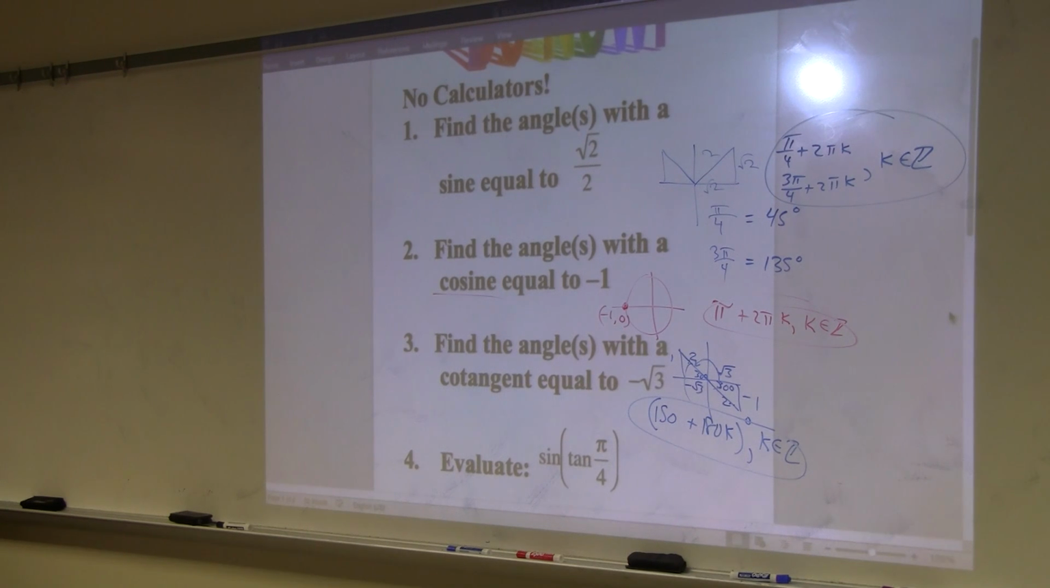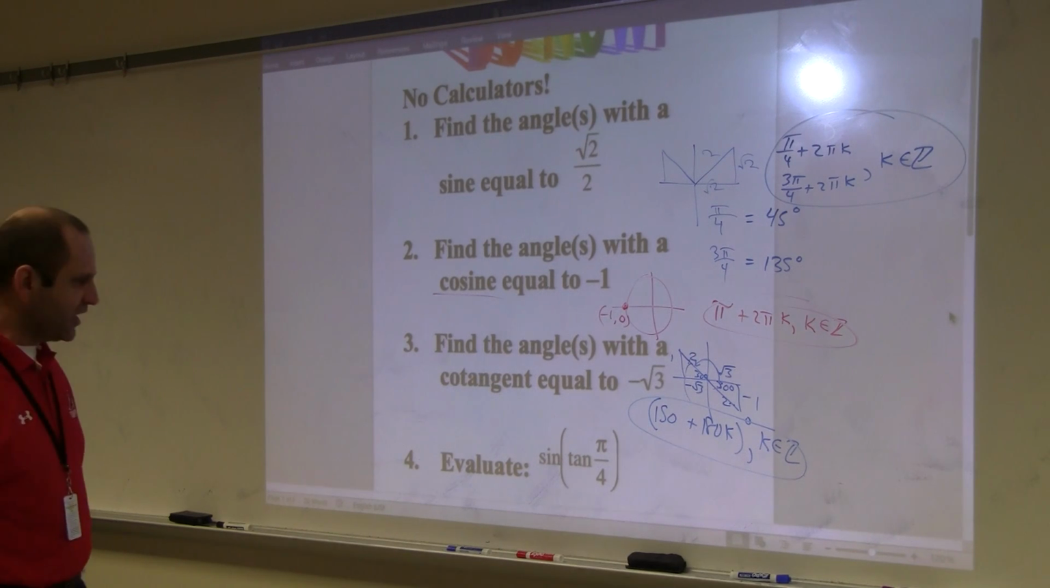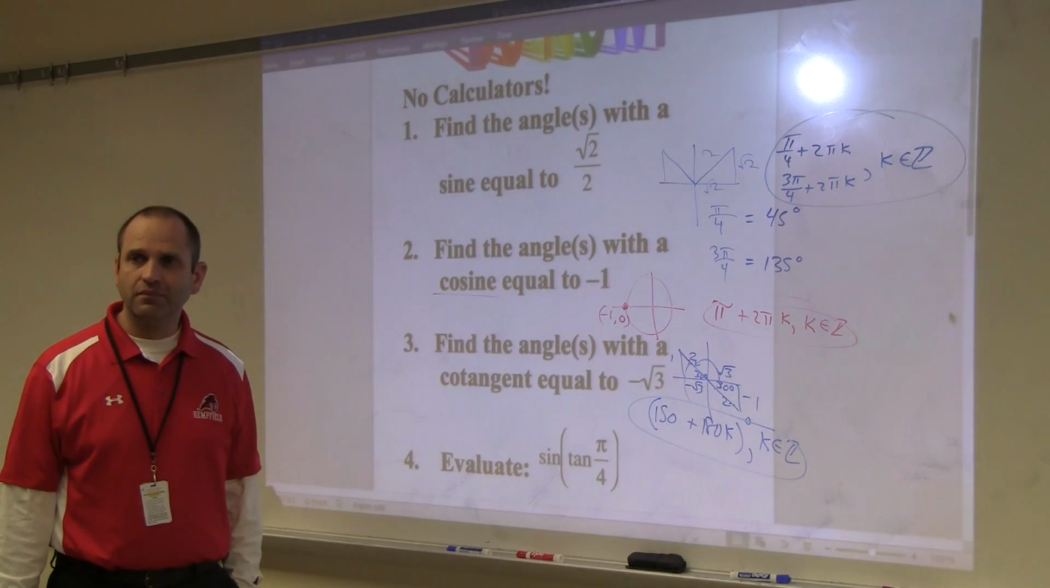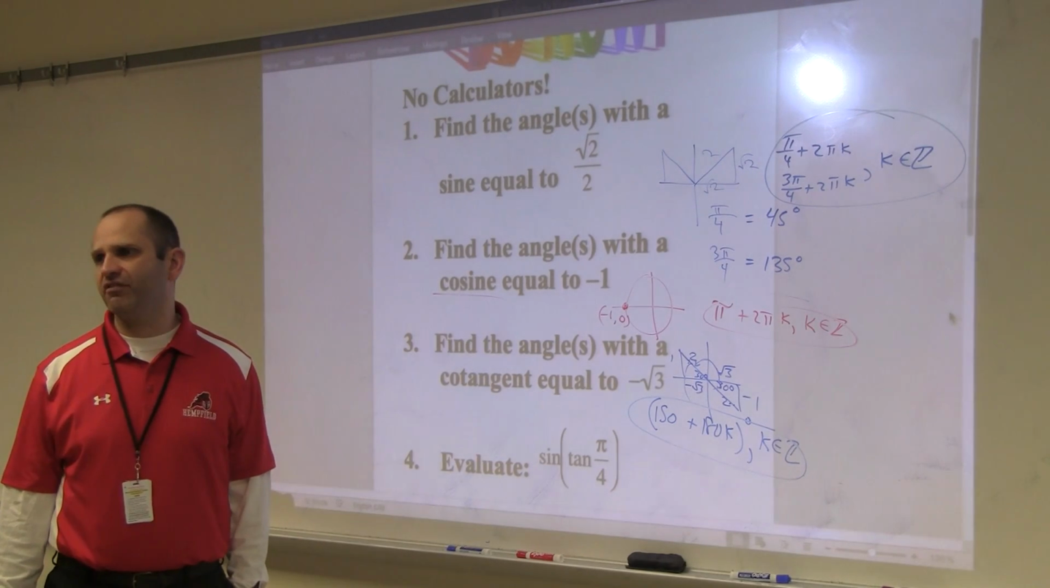I don't know if that's right or not. What time are we up to? 7 or 8 minutes. What do you have? Sine of the tangent of pi over 4. Mr. Cobb, you want the answer? Yep. 0.8415. How many have 0.8415?